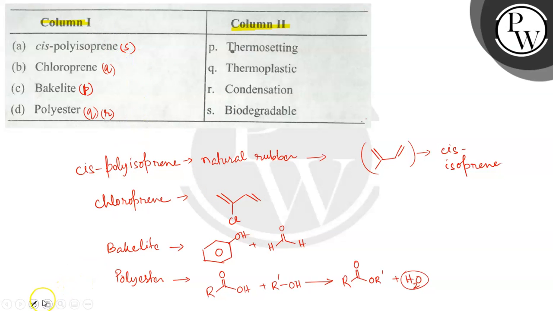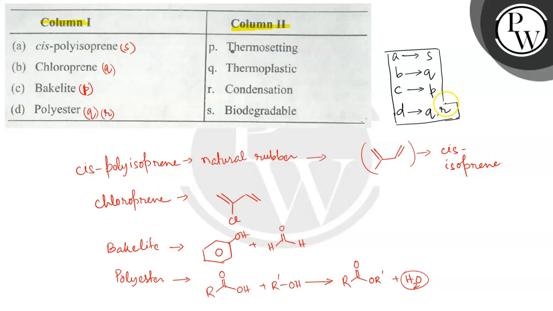Now finally we have our matches and we can write it over here. That is A is linked with S, then B is linked with Q, C is linked with P, and D is linked with Q and R both. Q, R. So ये है हमारे set of matches जो कि हम इस table से इन दोनों column से obtain कर सकते हैं.